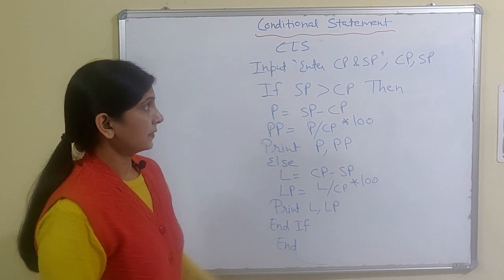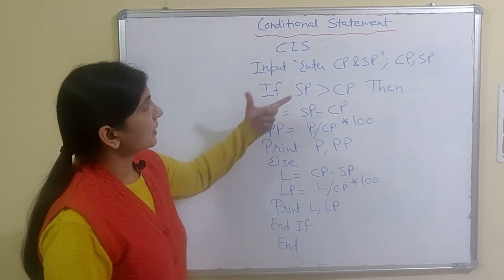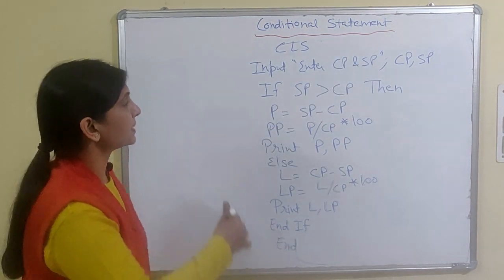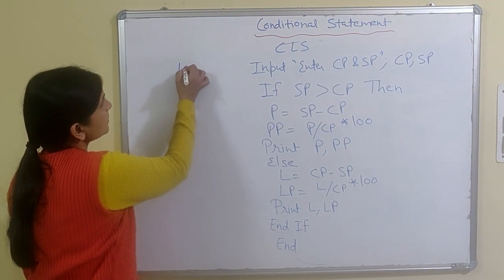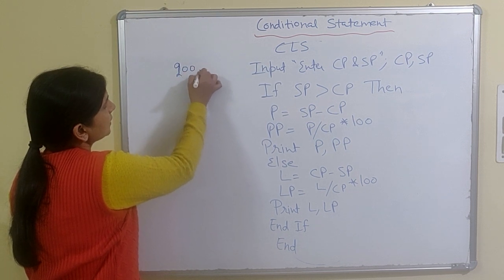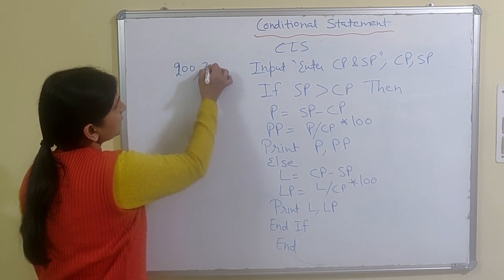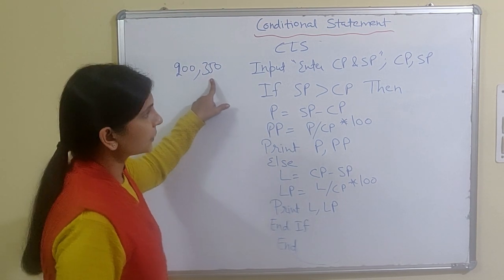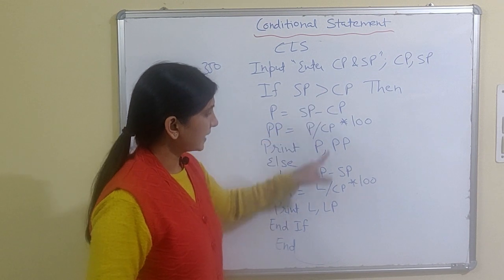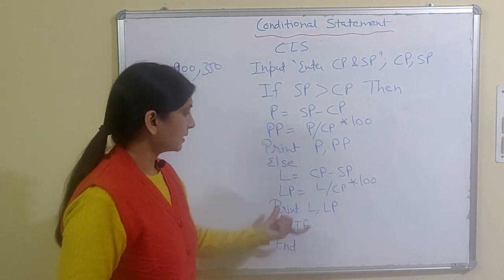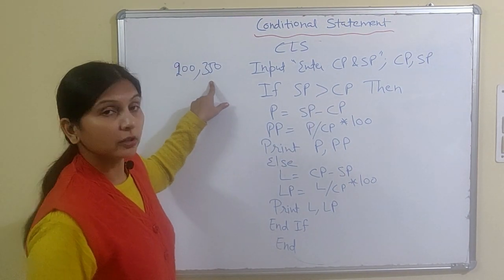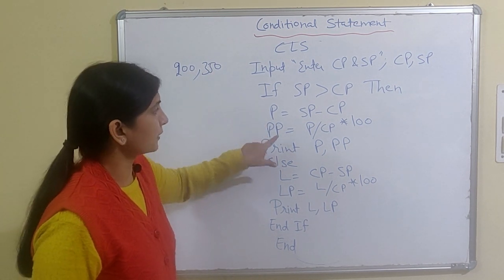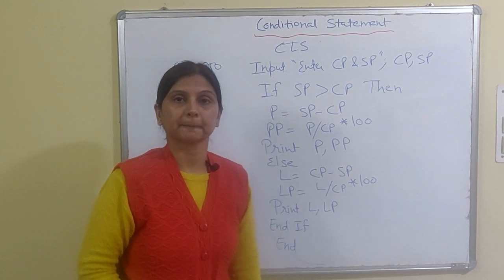Fine. And when you run this program, it will ask enter CP and SP. So you will enter CP. For example, you have given CP 200 comma SP 350. So CP 200, SP 350. Condition will be checked, and according to that, either profit or loss, in this case profit, because SP is greater than CP. So profit and profit percent will be calculated and displayed.